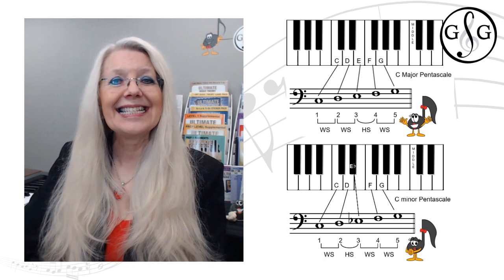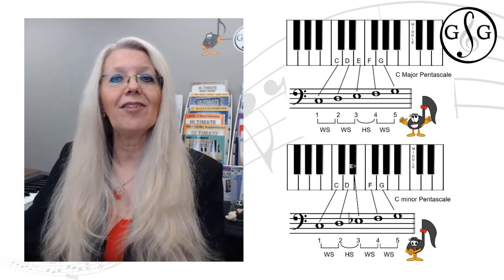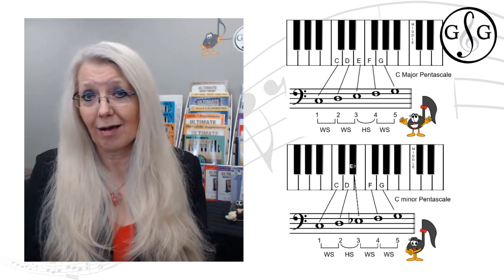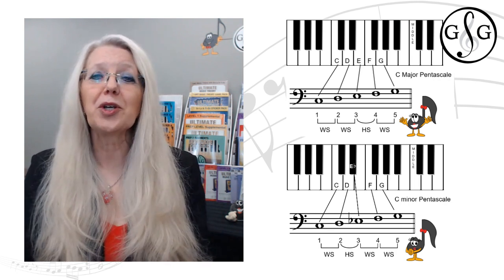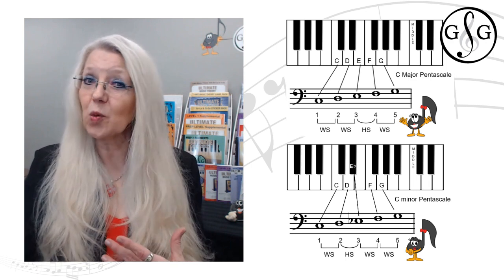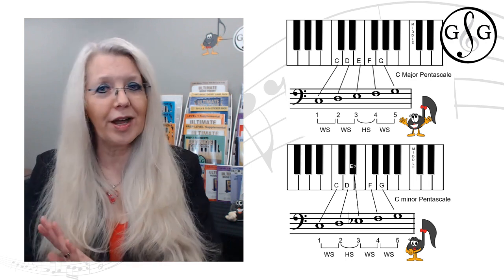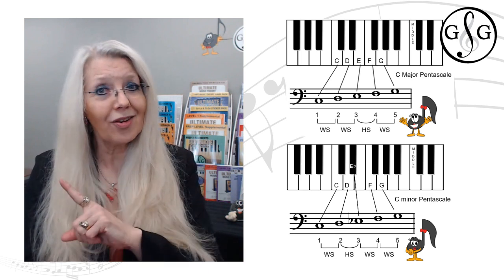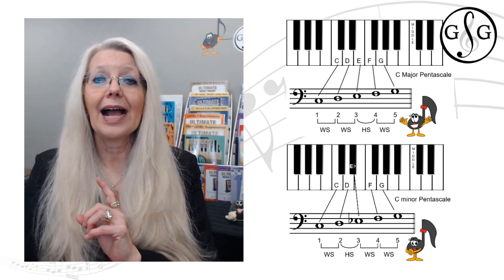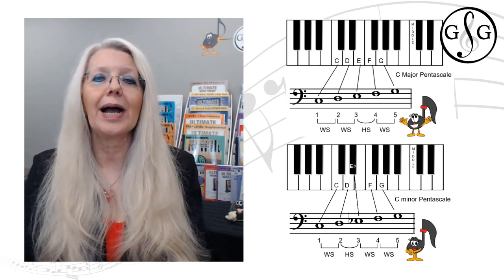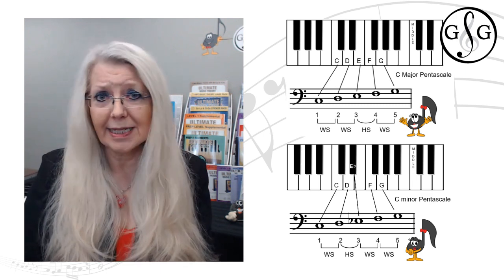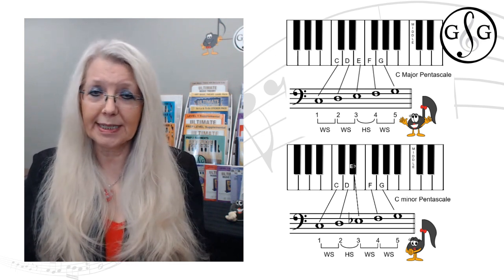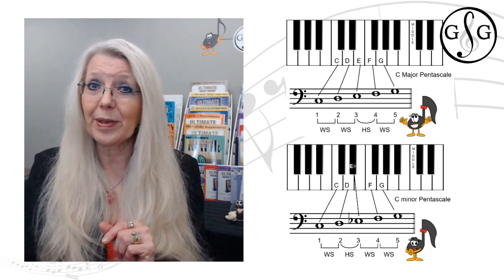Could you hear it? C, D, E flat, F, G. That's a sad, sour sound. So be sure to play your major, your happy, sweet pentascale pattern, starting on any key on the keyboard, and then change one note, the third note, by lowering it just a half a step to create the minor, sad, sour pentascale pattern.